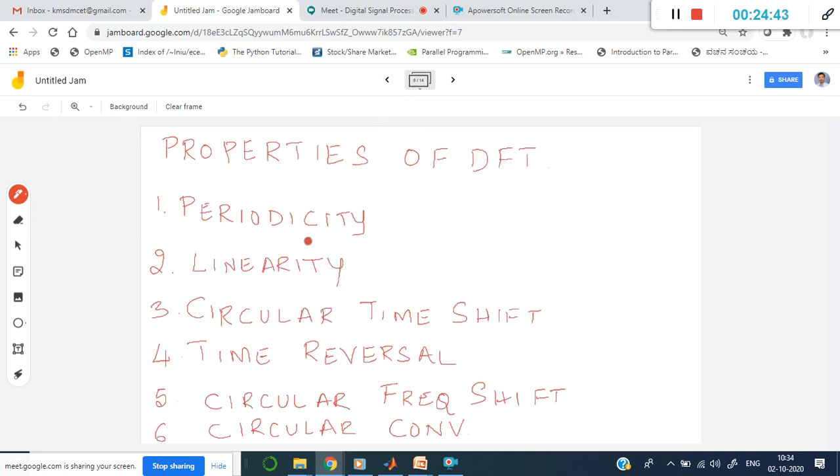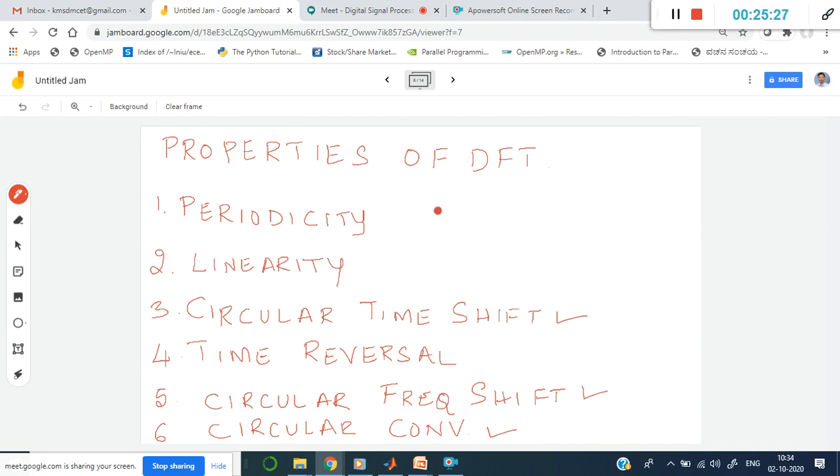Then one more is the circular time shift and circular frequency shift and circular convolution. Once you understand this circular time shift, it is very easy for me to go for the circular convolution operation. Periodicity and linearity are very simple and straightforward. You might have learned the same thing in the Laplace and Z transform, and even in signals and systems, probably in one of the chapters. Probably even in the Fourier series chapter itself, so there you might have learnt about this.